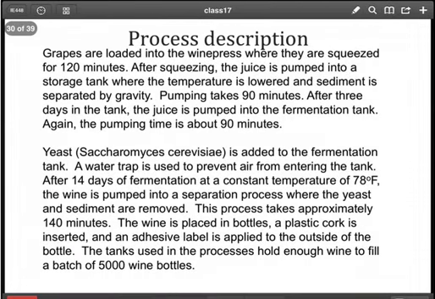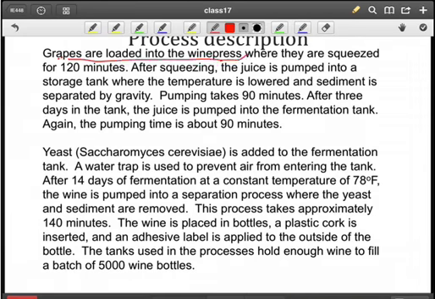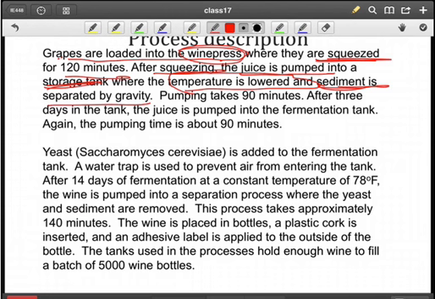So here's the process description. What we're going to do is take grapes, and that's where we begin. We gather grapes, load them into a wine press, and they're going to be squeezed for about 120 minutes. After squeezing, the juice that comes out will be pumped into a storage tank, and there the temperature is going to be lowered. So there's some type of temperature control here, and the sediment in that juice will be separated by gravity, so it'll fall to the bottom of the tank. The pumping takes about 90 minutes into the storage tank.